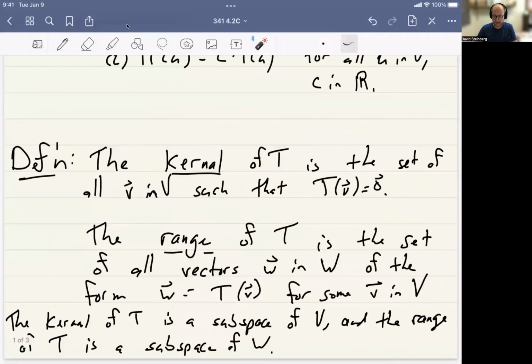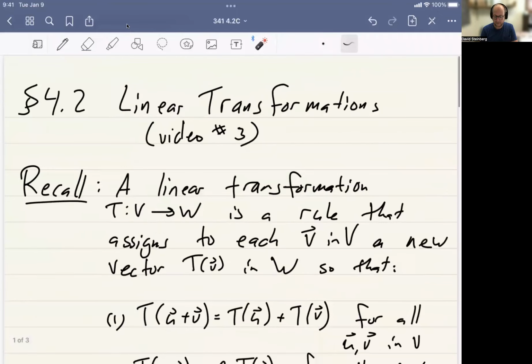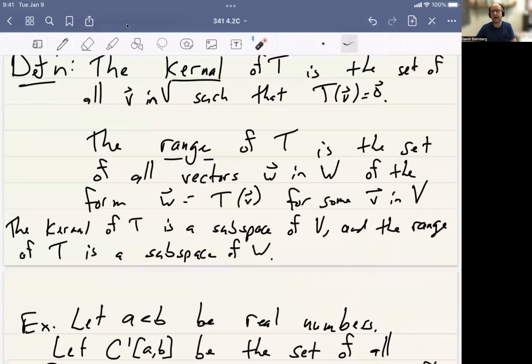So it's everything that's hit by something from this transformation T. That's our range, and that's related to the column space of a matrix. Both of them are subspaces. The kernel of T is a subspace of V, the domain of T. The range of T is a subspace of W, the codomain of T.